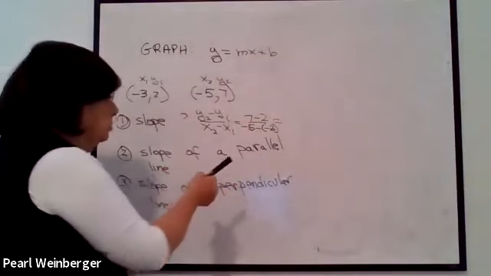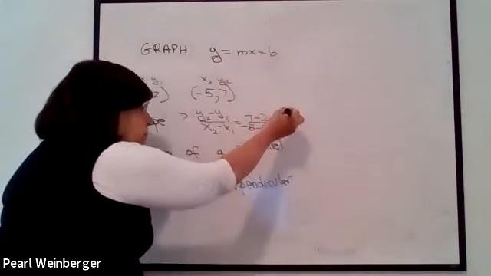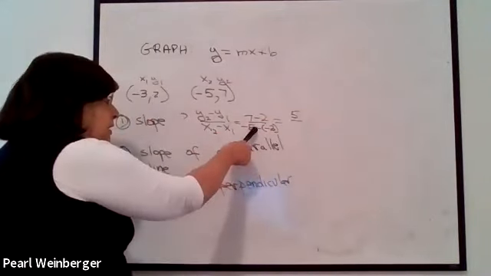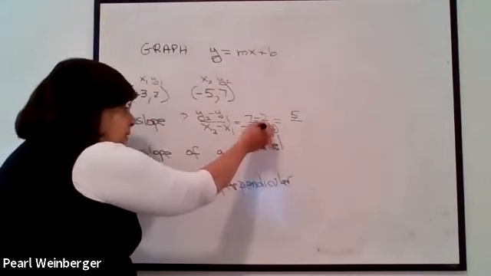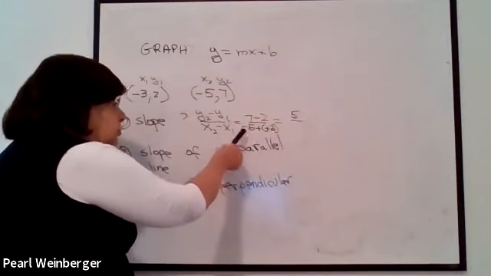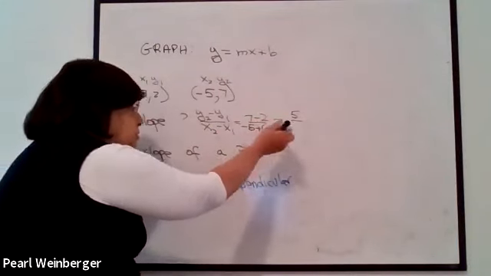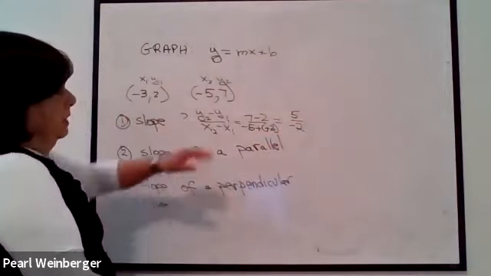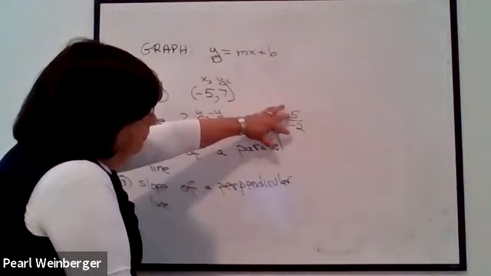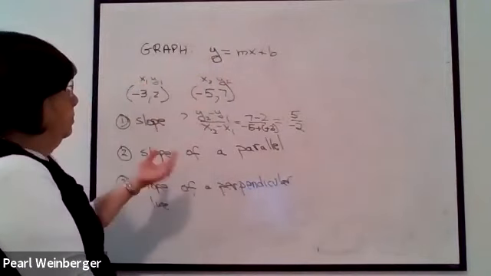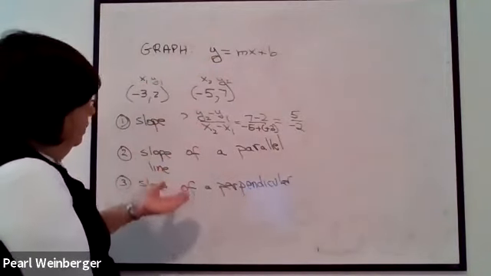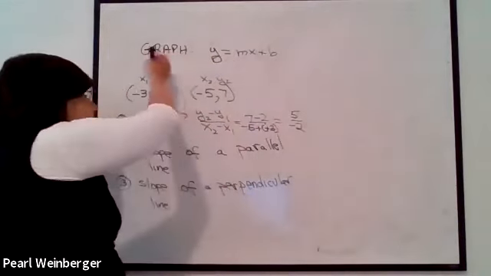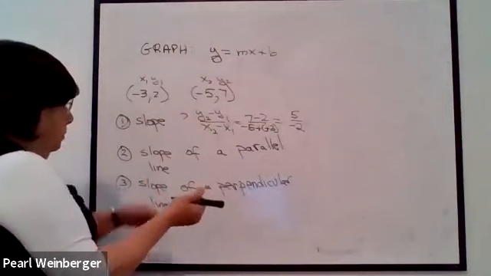Okay, so let's simplify this. 7 minus 2 gives me 5. Don't forget, when I have this double minus, a minus and a minus becomes a plus. So I have -5 plus 3, which is -2. So my slope is 5 over -2, or you can put the negative in front of it. That is the slope of this line, just using the slope formula.